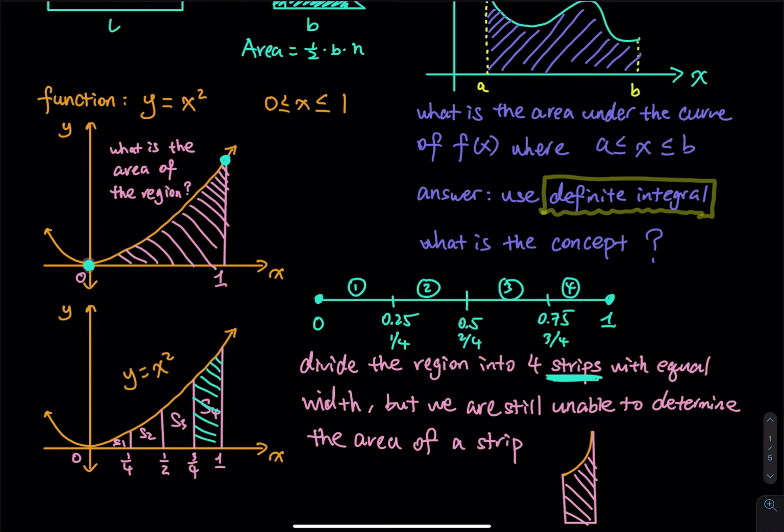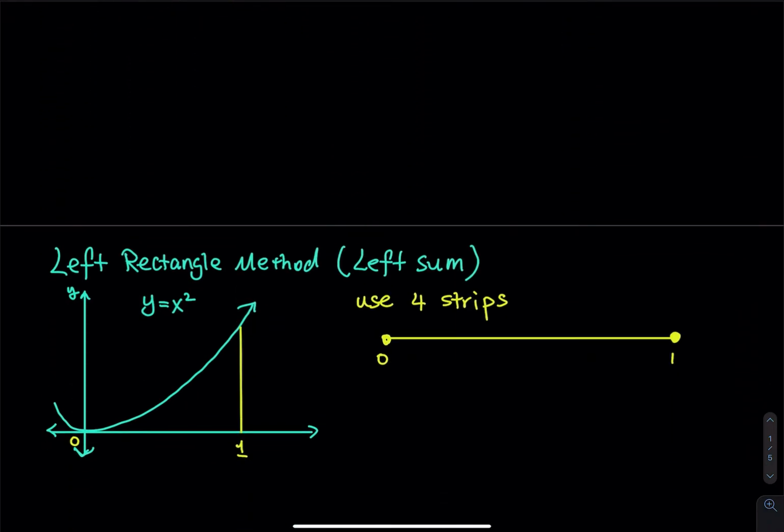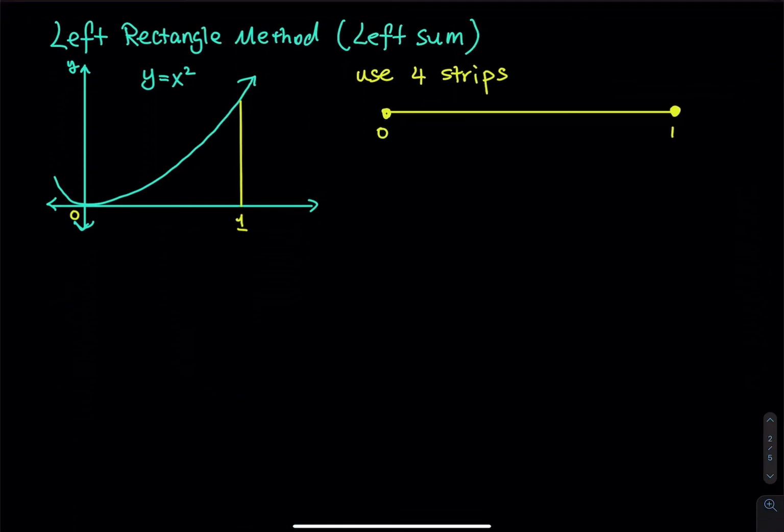There are a couple of ways to do it. I am going to introduce the first way in this video, which is called the left rectangle method, or some people call it the left sum. For the left sum, we want to start at the leftmost point. So let's write this down.